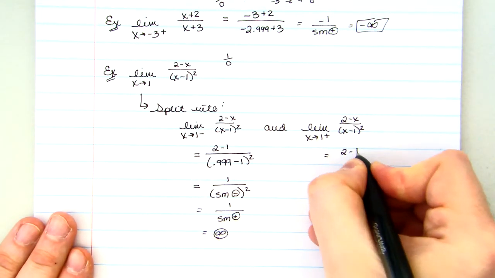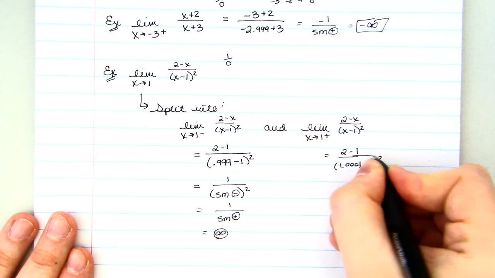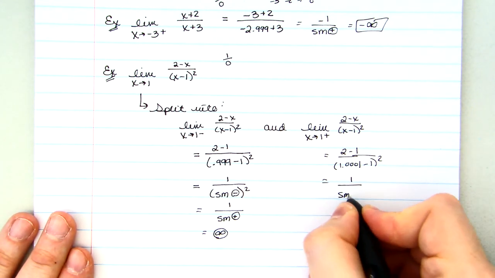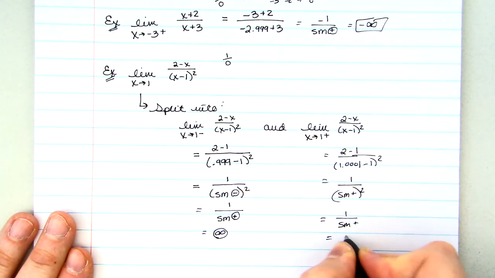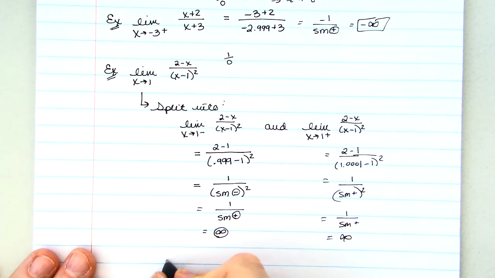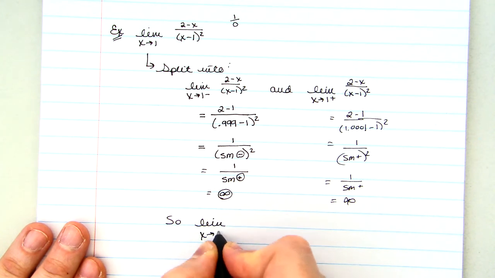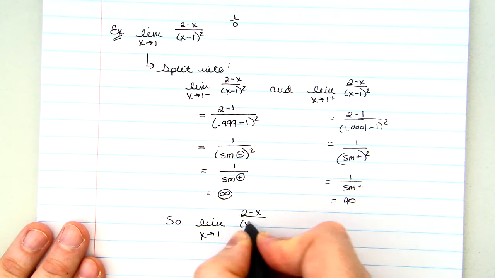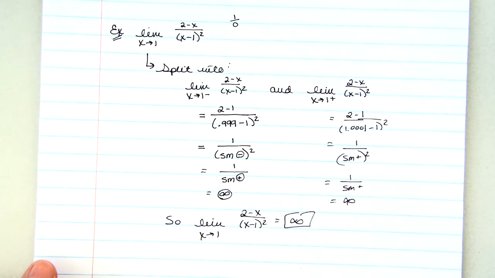So 2 minus 1 over 1.0001 minus 1 squared. 1 over a small positive, which you're squaring, is still 1 over a small positive. So I think that one's infinity too. So what I was really looking for, that original problem, limit as x approaches 1 of 2 minus x over x minus 1 squared. Yeah, that's infinity. But this is the work I'm going to need to see. Anything from you people?